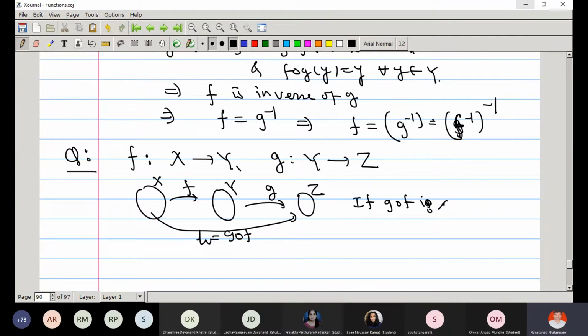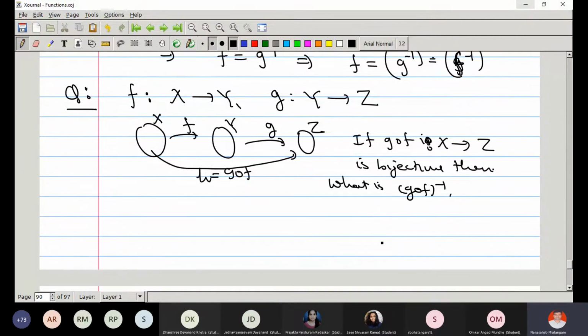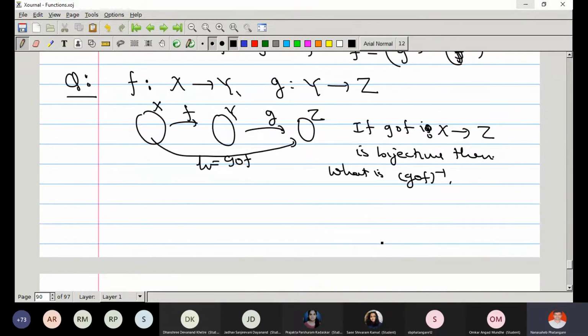Yes. g composite f is from X to Z, and it is bijective, then we can find its inverse because this function is bijective, its inverse exists. Then what is its inverse? Certainly we can talk about inverse because it is a bijective function. And so the question we can raise: what is the inverse of a composite function? Do you understand?